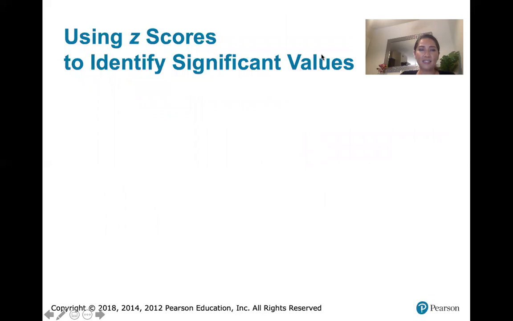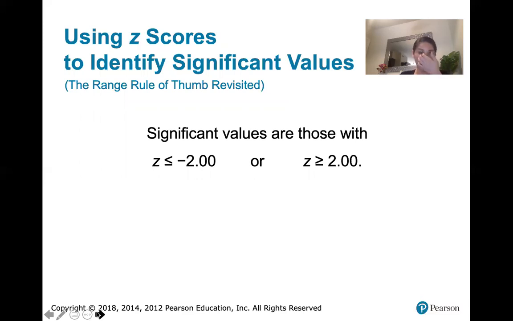Okay, now we can also use our z-scores to identify significant values. Now, this is just the range rule of thumb. We said before, when we were using the range rule of thumb, that if a value was more than 2 standard deviations above the mean or more than 2 standard deviations below the mean, then that value is significant. We're just going to take that same rule and translate it into z-scores. So significant values are those with z less than or equal to negative 2, which means that the corresponding data value is 2 standard deviations below the mean or more than 2 standard deviations below the mean. Or z is greater than or equal to 2, which means that the corresponding data value is 2 standard deviations above the mean or more than 2 standard deviations above the mean.